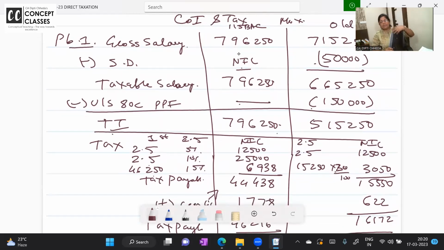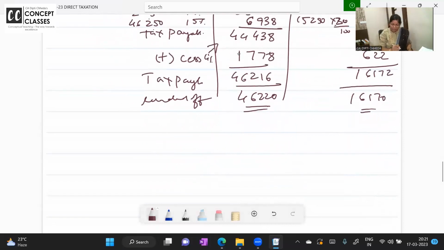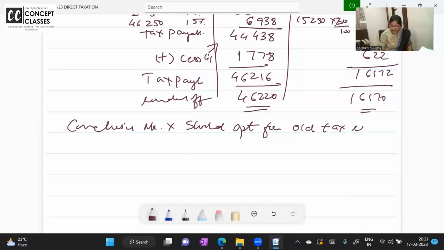New tax regime, the income is more because standard deduction is not there, HRA is not there. Here you are getting, so here old tax regime is better. Bahut farak hai. Income is low in the old tax regime and tax is also low in the old tax regime. So, conclusion: Mr. X should opt for old tax regime as tax is low. In the old tax regime, the tax is low. Achha hai, clear hai.